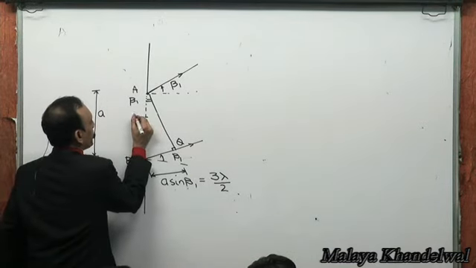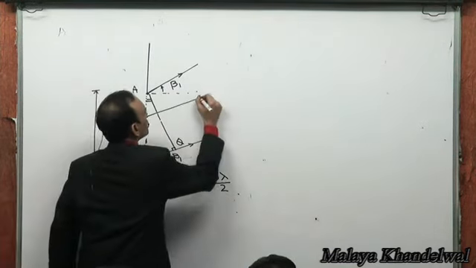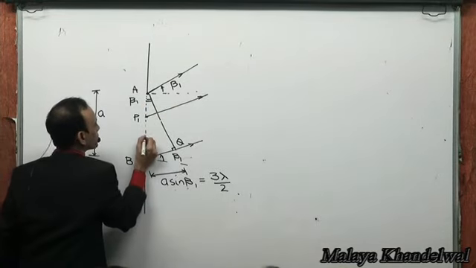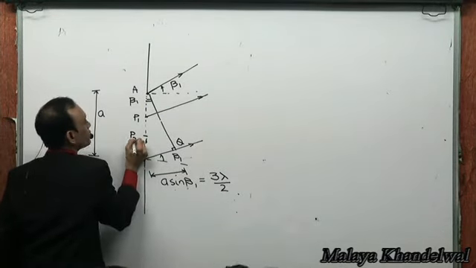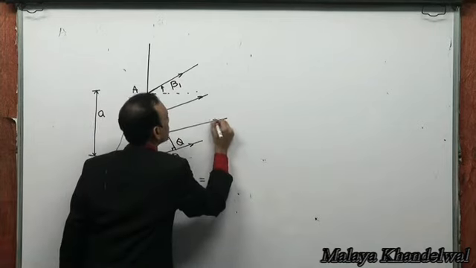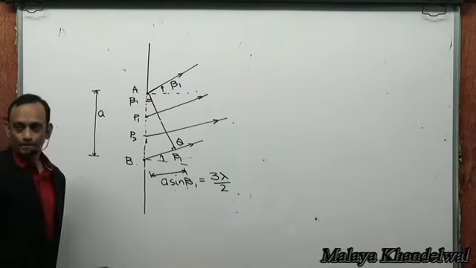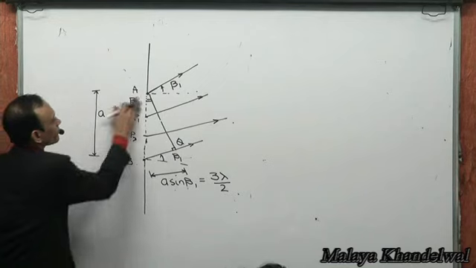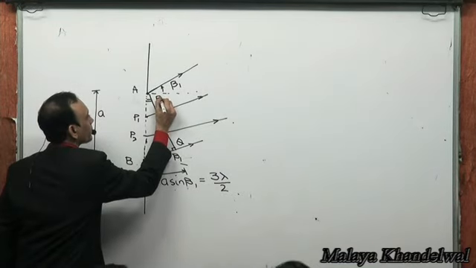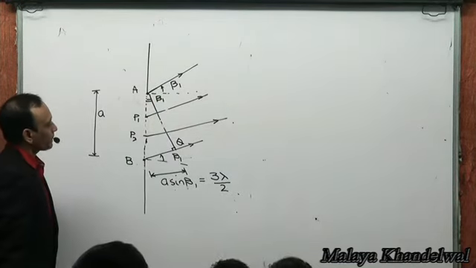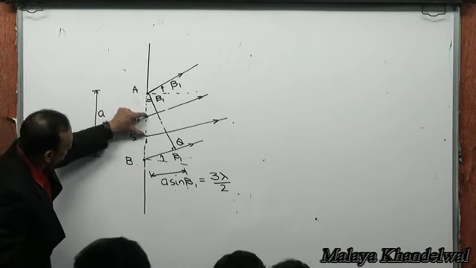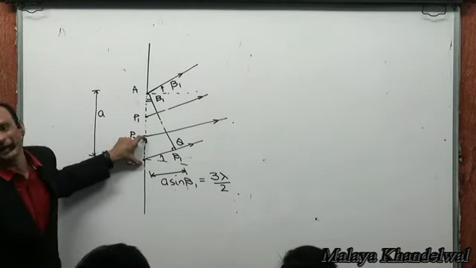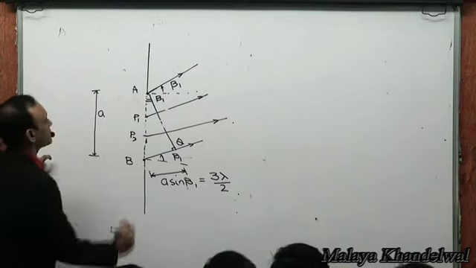So P equal to P1 parallel to this beam. P equal to P2 parallel to this beam. Alright. 3 equal parts, AP1, P1P2, P2B. Each will be A by 3.